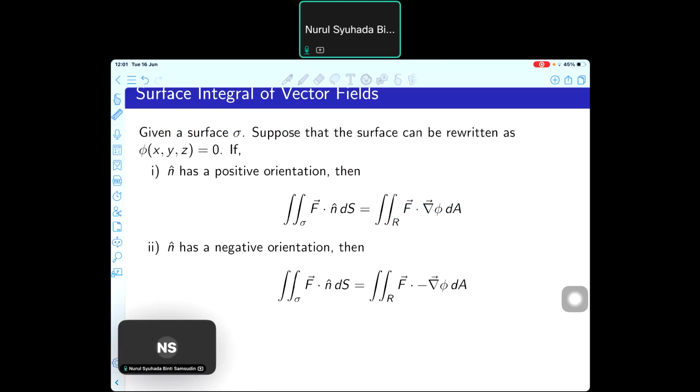Of course, R is a projection on the xy plane, xz plane, or yz plane, so it depends on the given surface. And then if n has a negative orientation, this is the formulation. It just differs at the negative sign here. So you can think that the positive orientation represents the positive axis. So if we have the axes x, y, and z, all the positive axes here represent the positive orientation.